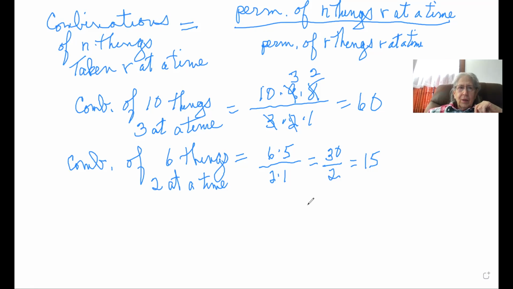That's all there is to know about how to calculate how many combinations there are of n things taken r at a time.